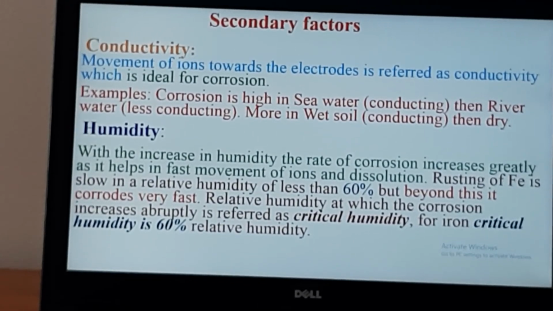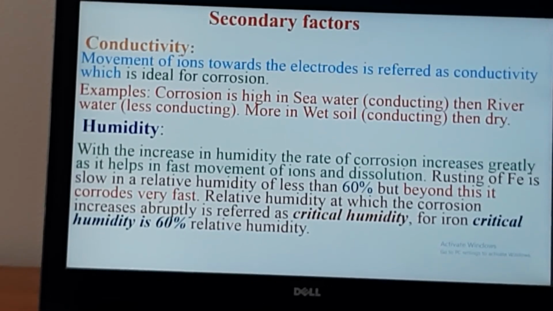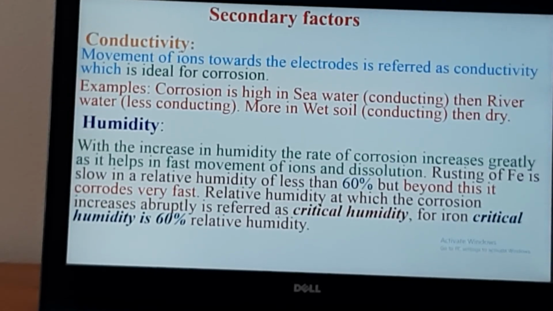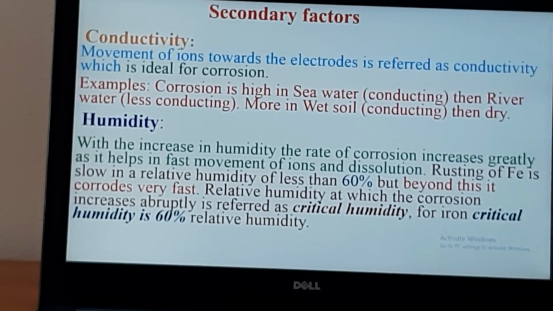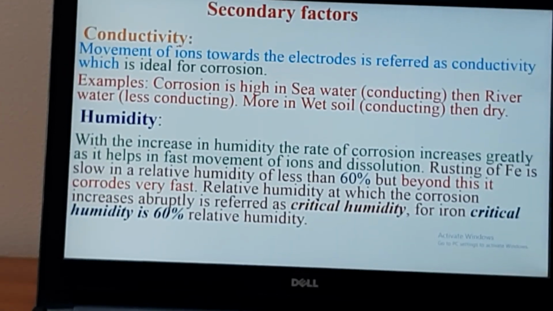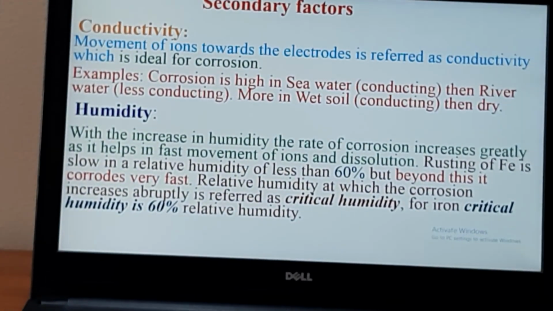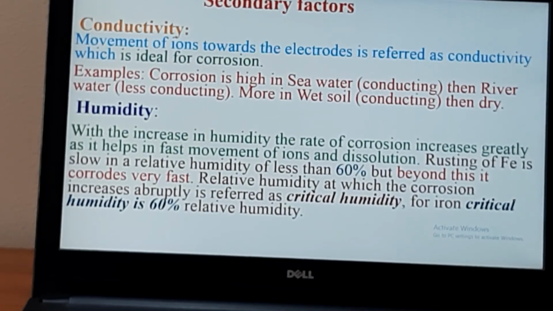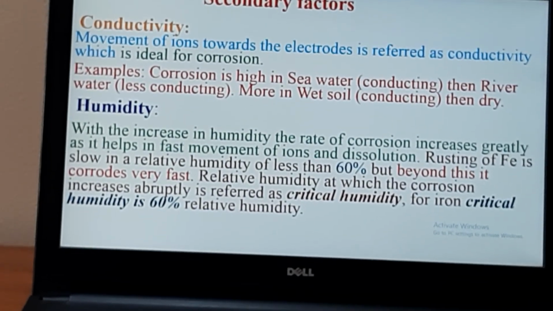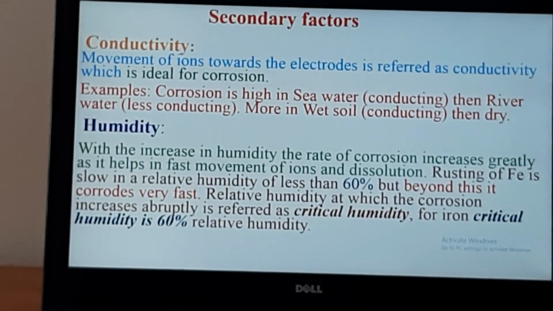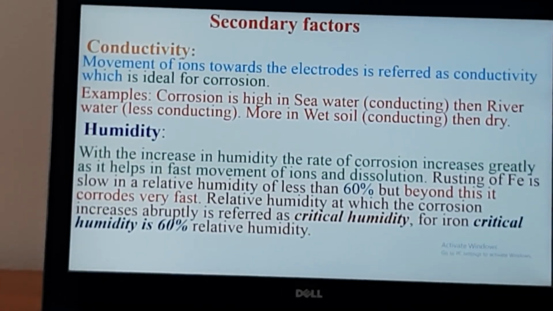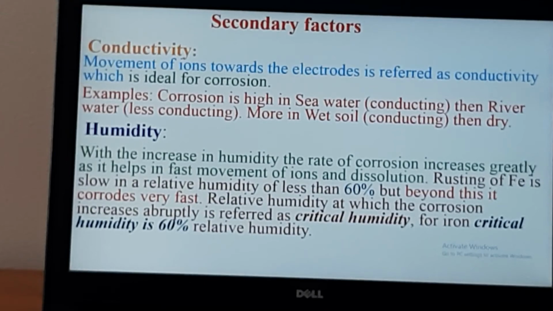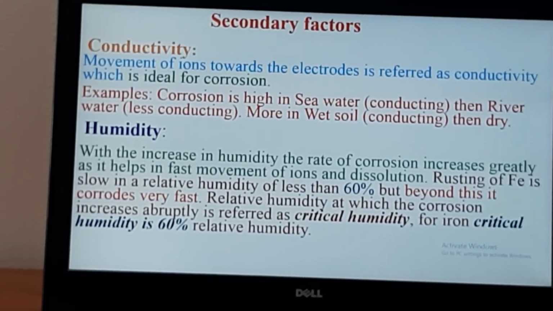Humidity is another important factor to determine the rate of corrosion. The higher the humidity, the more the rate of corrosion. Iron suffers excessive corrosion at a high humidity of more than 60%. But below 60%, the rusting of iron is slowed down, and this is the reason 60% is termed the critical humidity for iron.